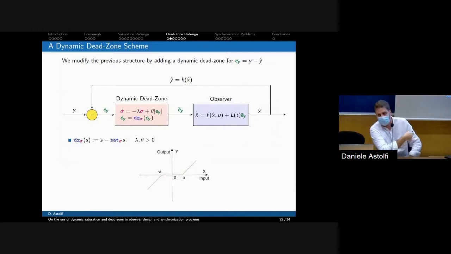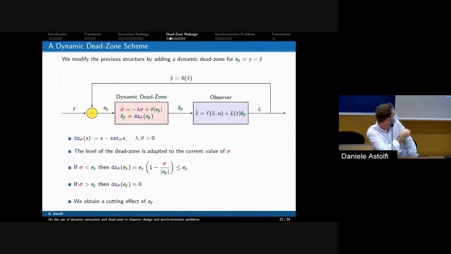This can be done by using a dead zone. So what is a dead zone? I recall here in the picture, it is just this function, which is 0 between minus a and a, and then it's just linear. And again, the idea is just to use a dead zone whose level is adapted according to a dynamical system which is fed by this output injection term. So the idea here is that sigma will reduce the output e_y. If sigma is smaller than e_y, then the dead zone is not active. But if sigma is larger, then the output is 0. So this is the cutting effect that we look for.